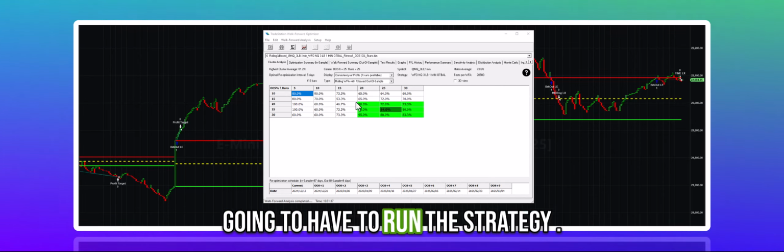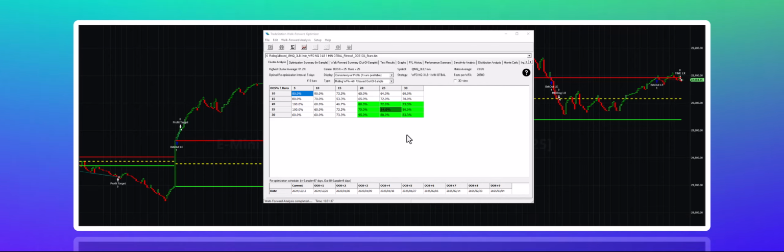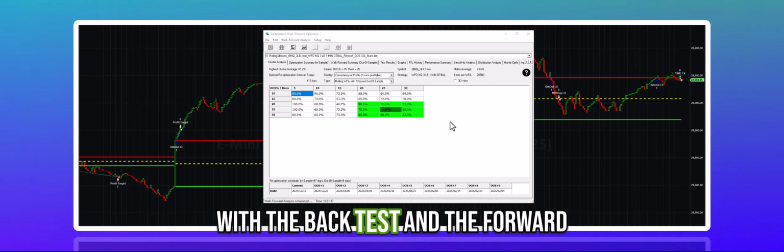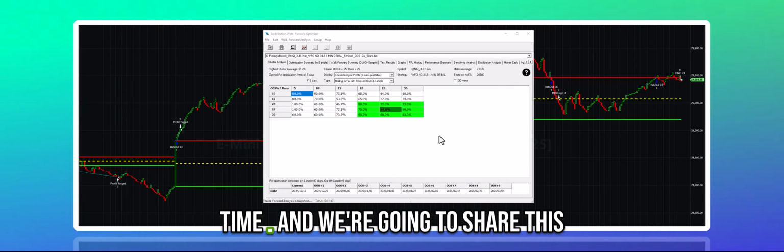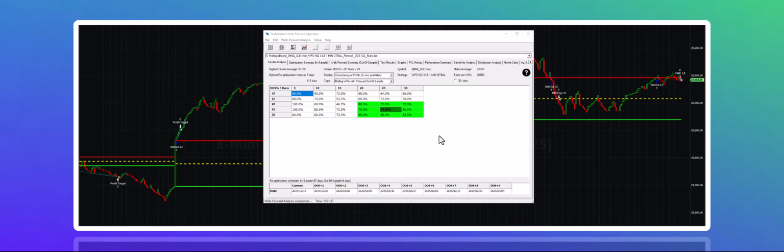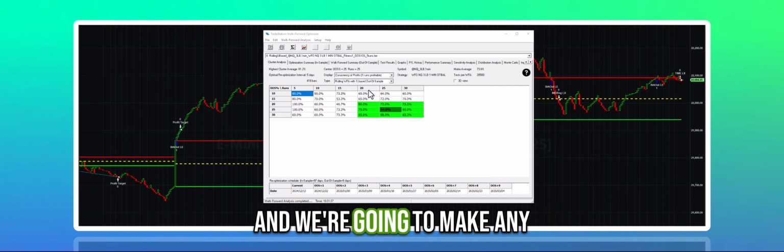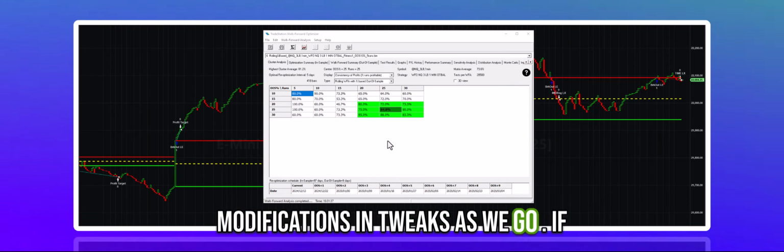We're going to have to run the strategy. And we're going to have to compare and contrast the results, the real-time results, with the back test and the forward test. And we're going to do this over time. And we're going to share this with our members. And we're going to make any modifications and tweaks as we go.